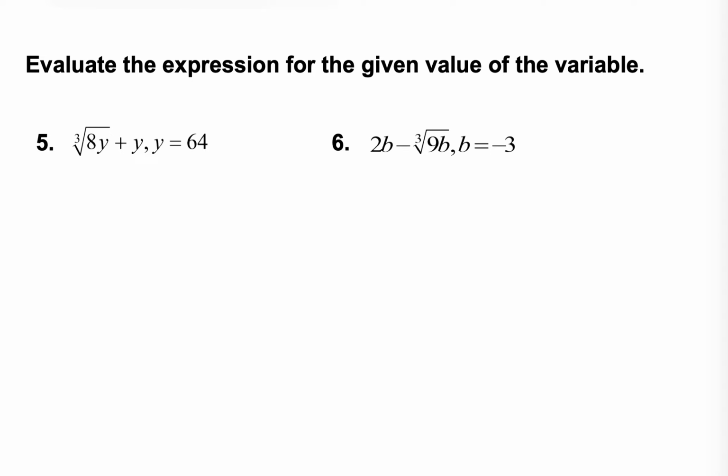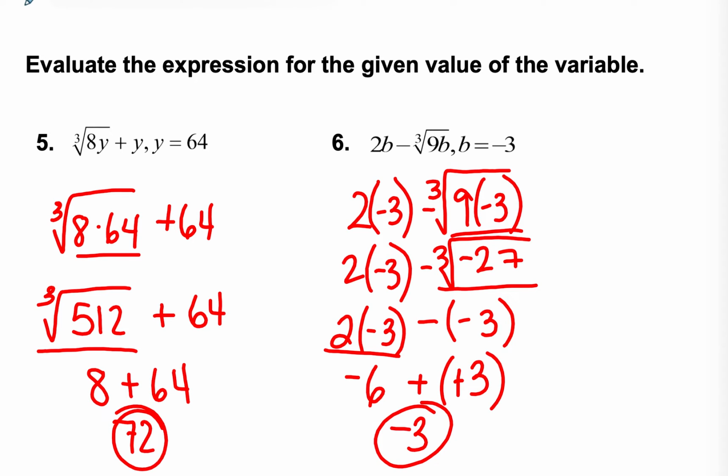Okay, let's check our answer. All right, so for the first one, you had to substitute 64 for the letter y. So here 8y means 8 times the value of y, which is 64. So you have to do 8 times 64, that's 512. And then plus y, so there's our other 64. This part is not in the parentheses, the plus y here, that's separate. So within the parentheses, we do the multiplication, we do our cube root. Cube root of 512 is 8, plus 64 is 72.